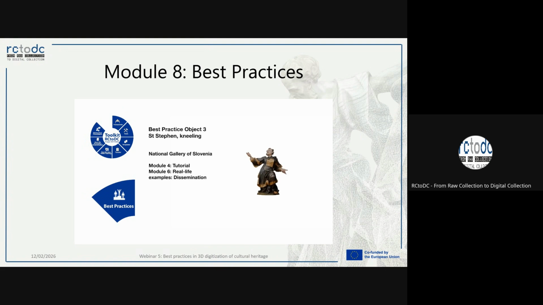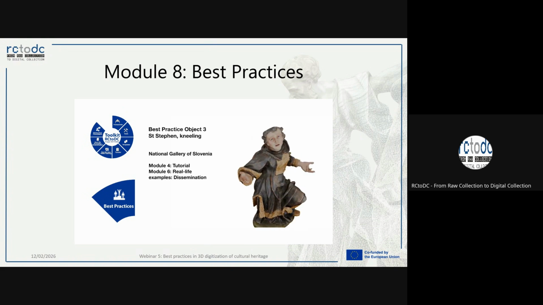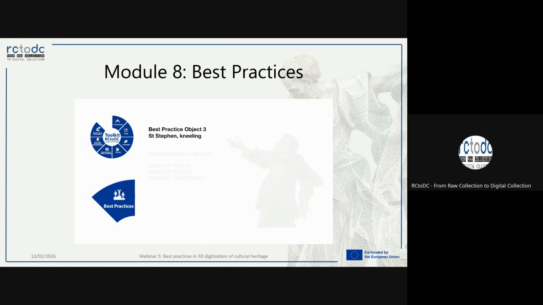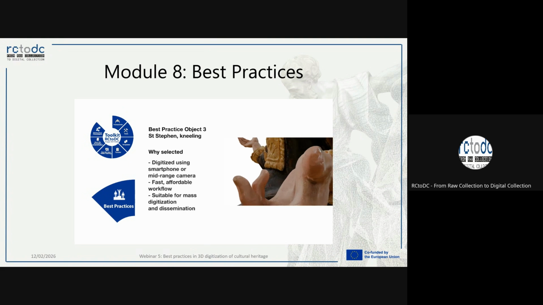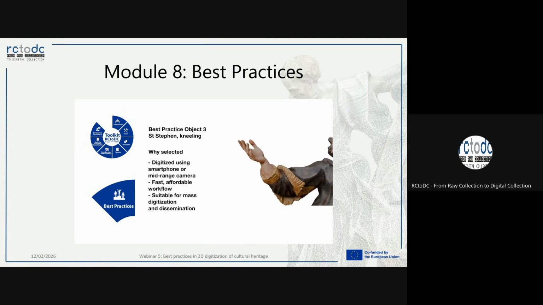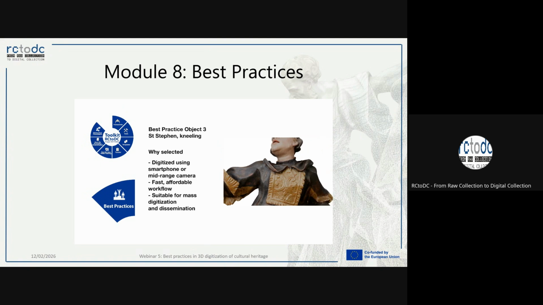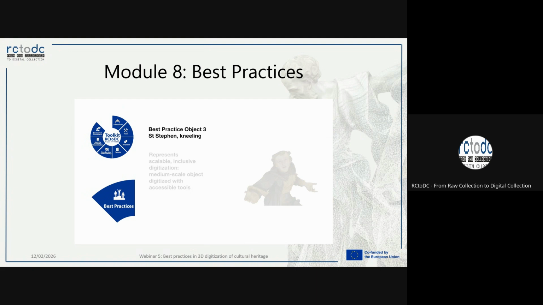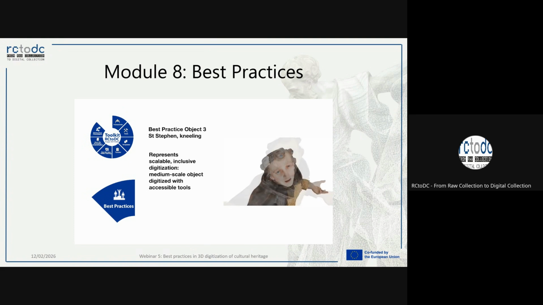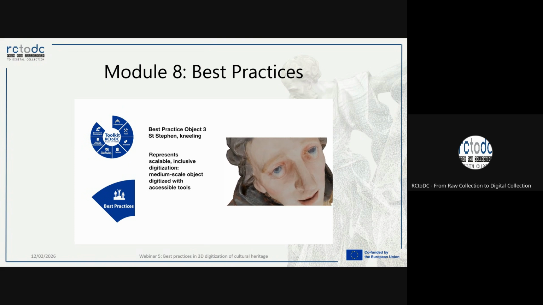Best Practice Object 3, St. Stephen kneeling. Why selected? Digitized using smartphone or mid-range camera. Fast, affordable workflow. Suitable for mass digitization and dissemination. Represents scalable, inclusive digitization. Medium-scale object, digitized with accessible tools.